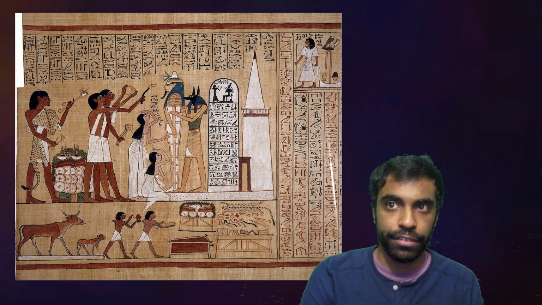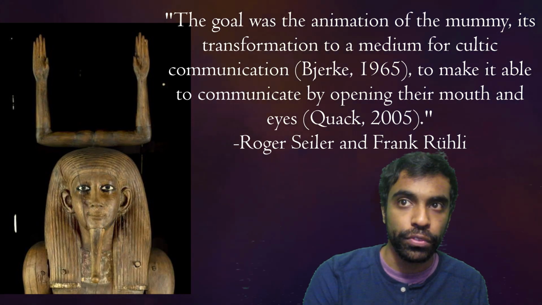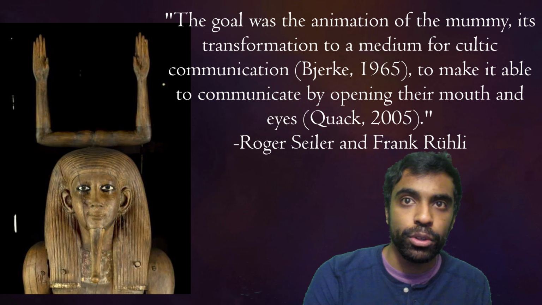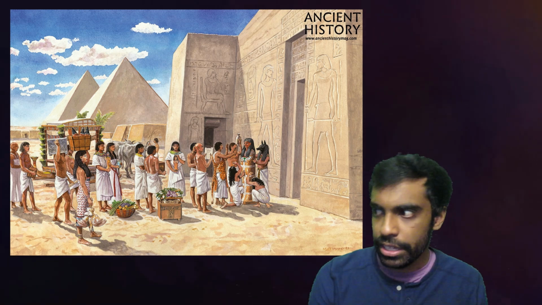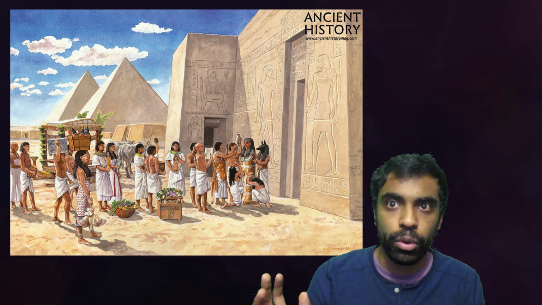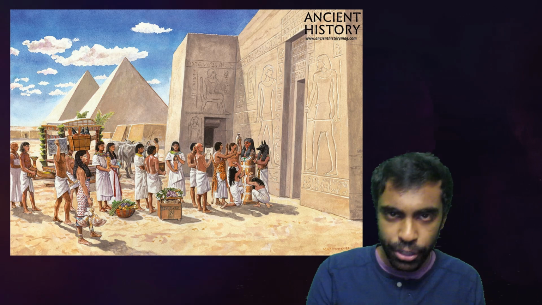Egyptologists Roger Seiler and Frank Lully wrote the following: "The goal was the animation of the mummy, its transformation to a medium for cultic communication, to make it able to communicate by opening their mouth and eyes." So this ceremony is what allows them to speak. Now, was this just a ceremonial or abstract notion of speaking? Like they weren't really speaking, but we like to imagine that they are. I don't think so.